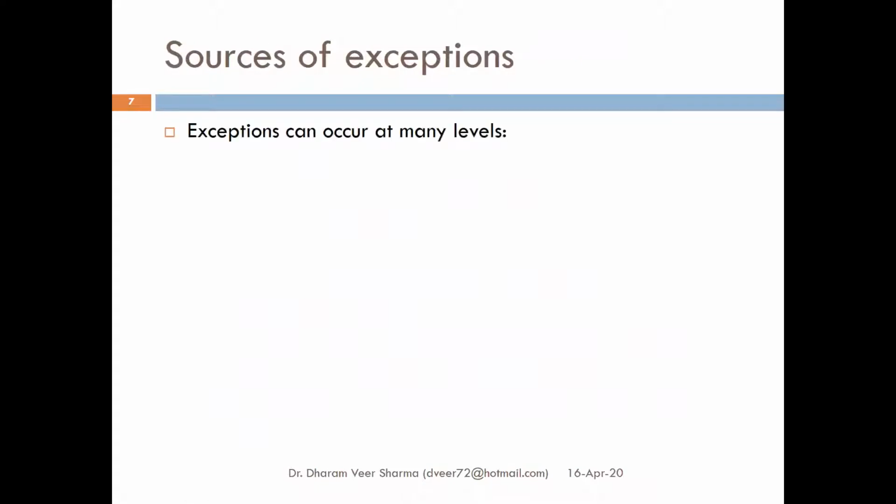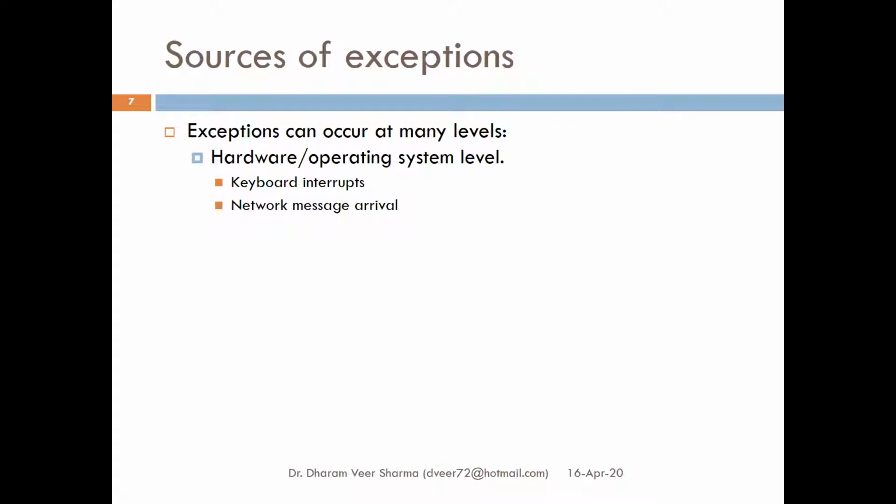So what are the sources of exceptions? Those may be at hardware or operating system level. For example, keyboard interrupts, network message arrivals, or disk IO completion. Whenever these things happen, some interrupts are generated by hardware or the operating system.